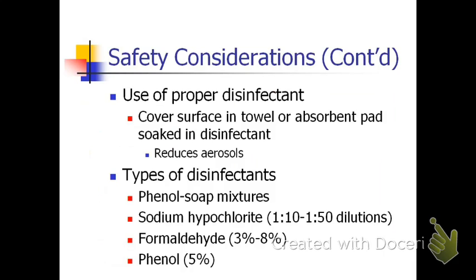And of course, you should use proper disinfectant. So, cover the surface with a towel or absorbent pad soaked in disinfectant. So, what would be the ideal disinfectant if you are dealing with Mycobacterium tuberculosis? It could be a mixture of phenol soap or sodium hypochlorite with a minimum of 1:50 dilution, then 3 to 8% formaldehyde or 5% phenol.